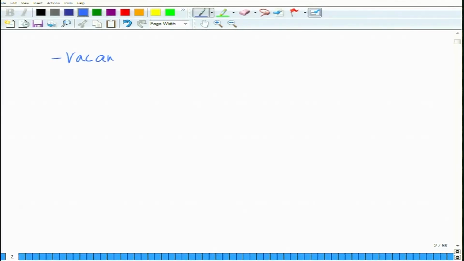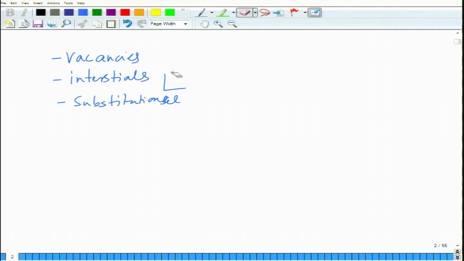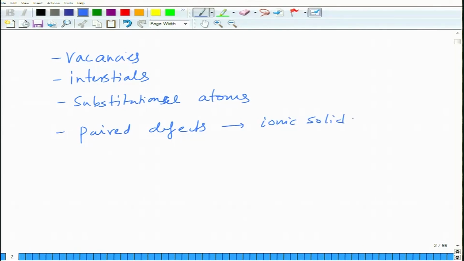So, now we have seen that there are point defects such as vacancies, interstitials, and substitutional impurities. Sorry, interstitial cannot be substitutional. So, you can have interstitials, you can have substitutional atoms, you can have paired defects, typically in ionic solids, such as Frenkel and Schottky.